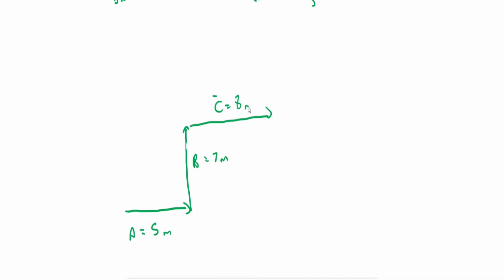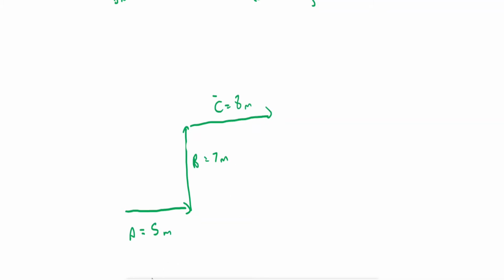Okay, so what about if I have a situation like this? A person basically goes 5 meters in this direction. Let's call it vector A. Then they go 7 meters in that direction. Let's call it vector B. And then they also go in that direction, and maybe let's just say this is vector C, and this is 8 meters.